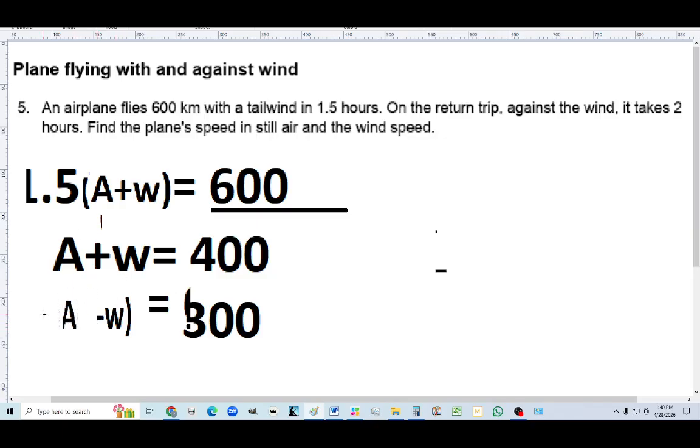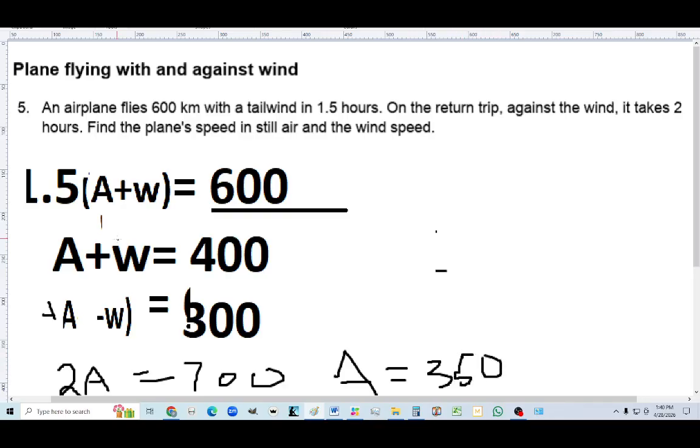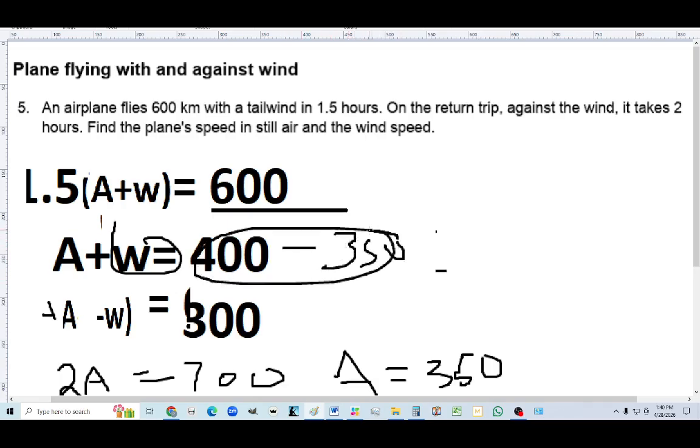Let's look at what happens when we add. So essentially adding everything in common. A plus A, 2A. Minus W plus W is 0. 400 plus 300, 700, divide by 2. The airspeed is 350. Go back to my easier equation. Subtract the airplane speed from 400. The wind speed is 50.